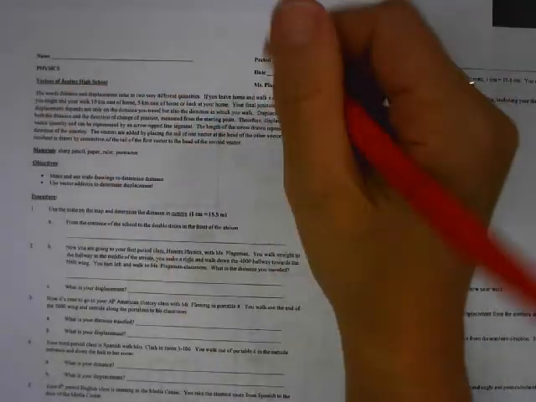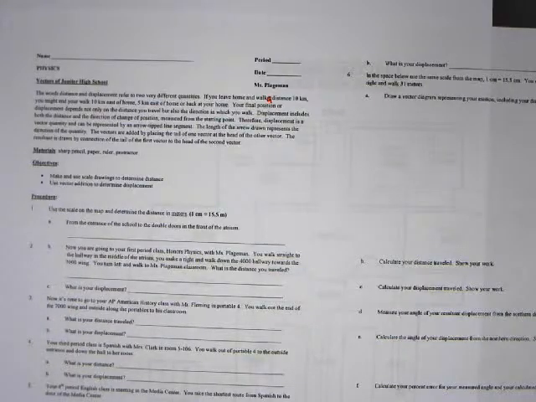If you leave home and walk a distance of 10 kilometers, you might end your walk 10 kilometers east of home, 5 kilometers east, or back at your home. Your final position, or displacement, depends not only on the distance you travel, but also the direction in which you walk. Displacement includes both the distance and the direction of change of position measured from the starting point. Therefore, displacement is a vector quantity and can be represented by an arrow-tipped line segment. The length of the arrow drawn represents the magnitude of the quantity.